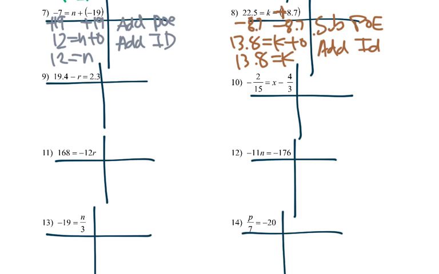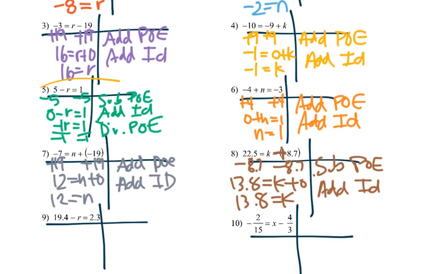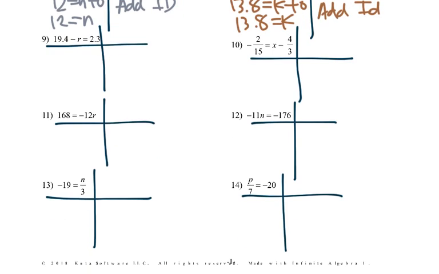Alright, number 9. So I've got 19.4 minus r equals 2.3. So that's going to be similar to this one, isn't it? That was a bit longer. So let me do these other ones and then we'll jump back to that one. Okay, number 10.